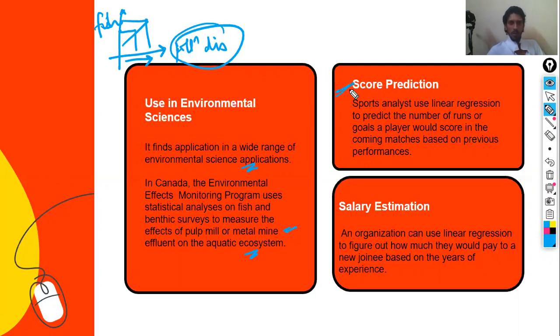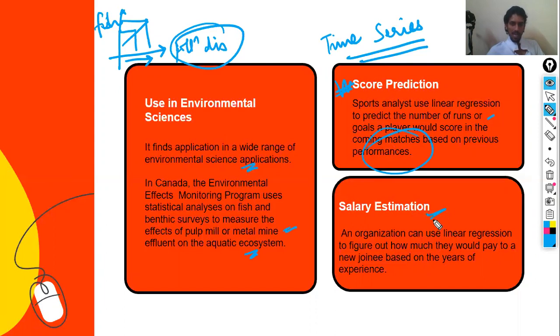Here I have a score prediction. I'm trying to predict the number of runs a player would score in coming matches based on previous performances. Now, guys, please do not mistake this to be time series. Here we are not forecasting for the future.